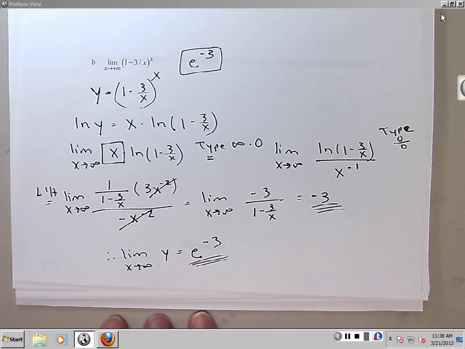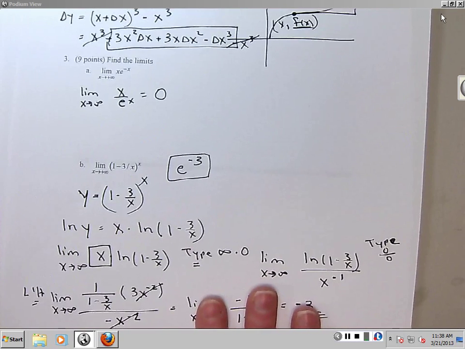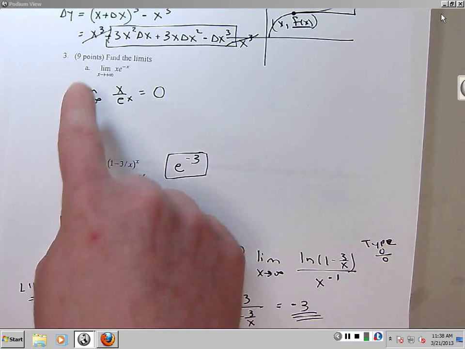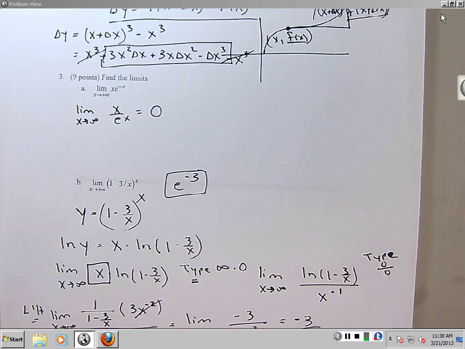Question? How many points do you order? B. So this is divided up. There's going to be 9 points here. Probably 6 on B, and 3 for A.